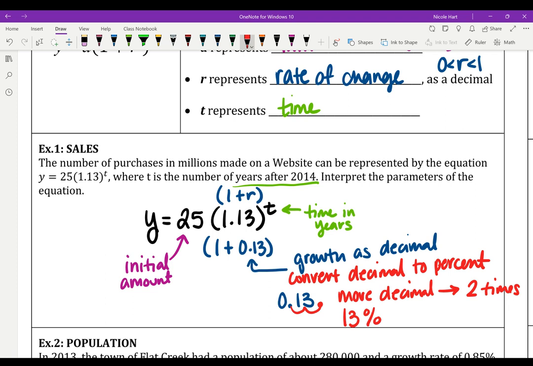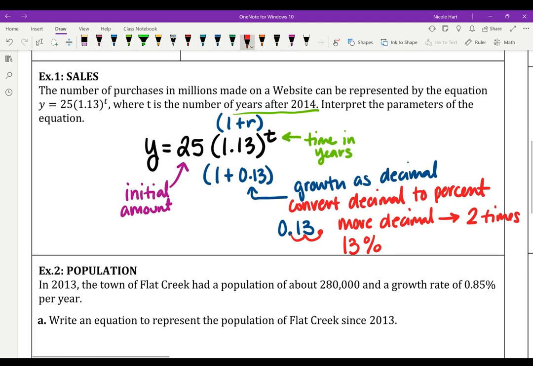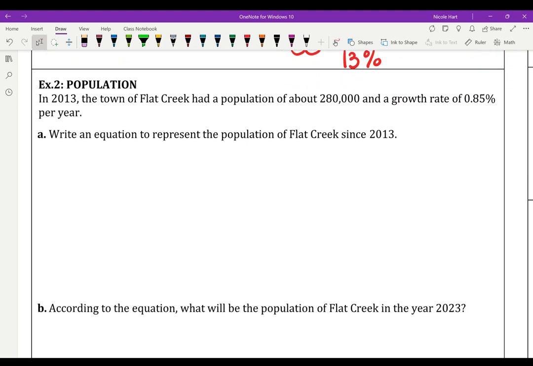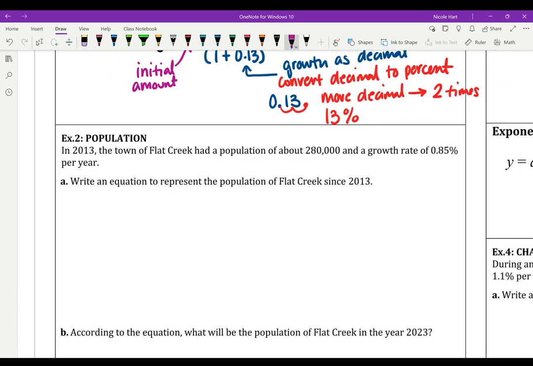Now we are going to attempt to write our own. So in example 2, it says, in 2013, the town of Flat Creek had a population of about 280,000 and a growth rate of 0.85% per year. So we want to identify all of our pieces of information. We have our initial amount, which is 280,000. That's our a. Our growth rate is 0.85. So that's our rate, and it looks like a decimal, but it still has a percentage sign. So I need to actually turn that even more into a decimal.